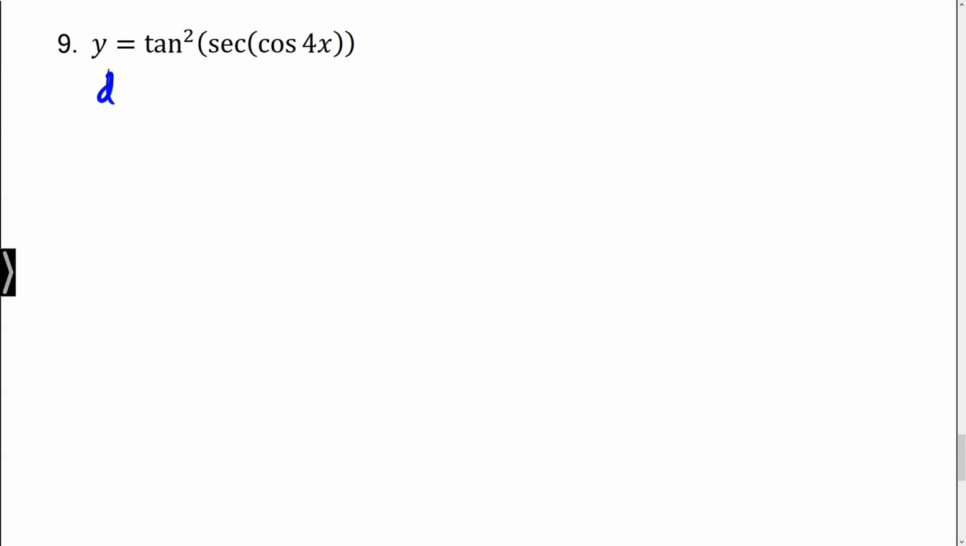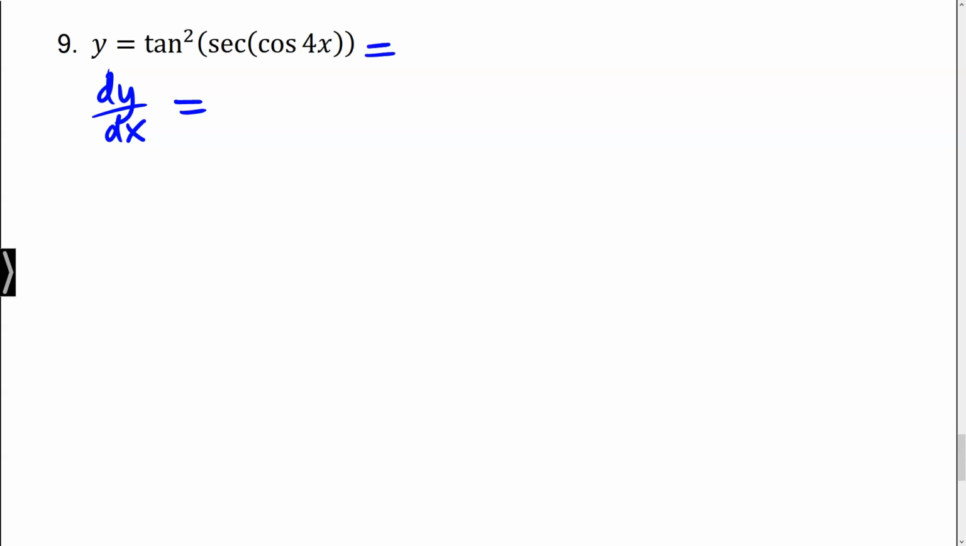Okay, so we're going to find dy dx here. I'm going to do this without using any substitutions, because if I wrote out every substitution, it would take up like an entire page. So our outer function here is tangent squared. Actually, let's count how many functions there are here. There's 4x, that's 1. Then there's a cosine, 2. Secant is 3. Tangent is 4. Squared is 5. So this is a composition of 5 different functions, which means we're going to have to use the chain rule 4 times. There's 4 layers to peel back.